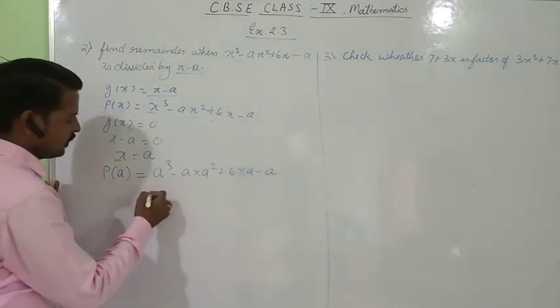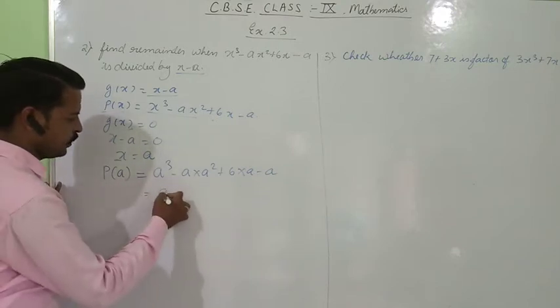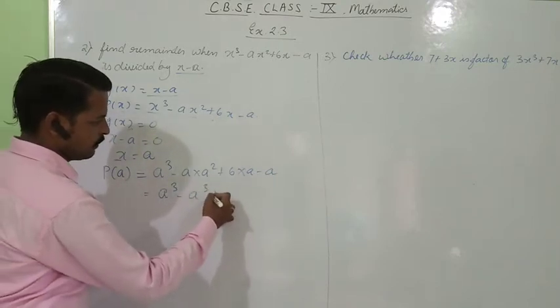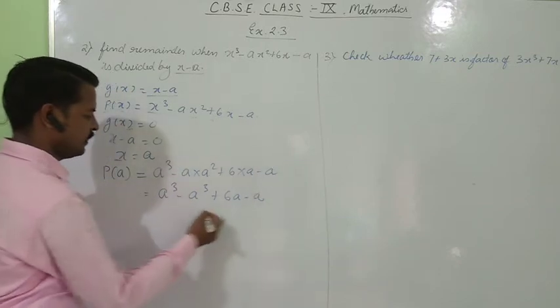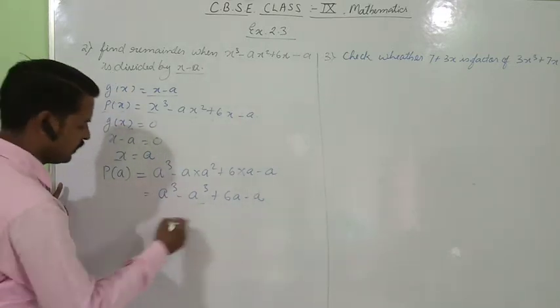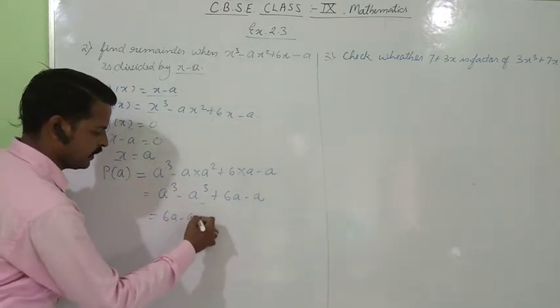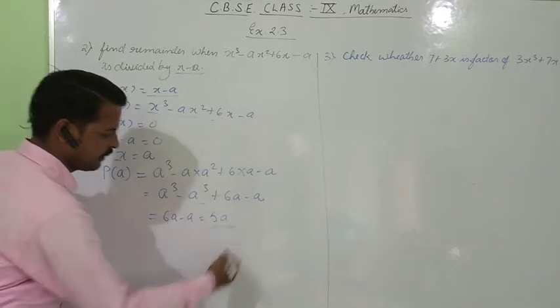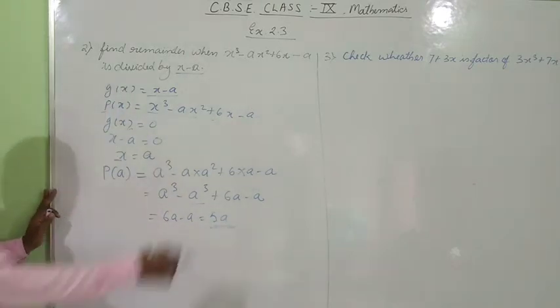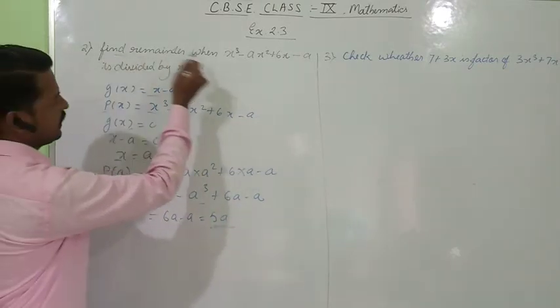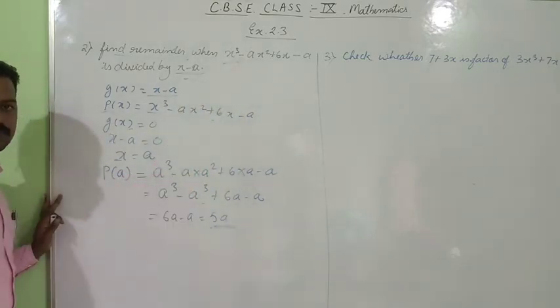Now just go on solving this. A cube minus a cube plus 6a minus a. This will become 0 and we'll get 6a minus a, which is 5a. So 5a is our remainder. That was asked in this question: find the remainder when this is divided by this.